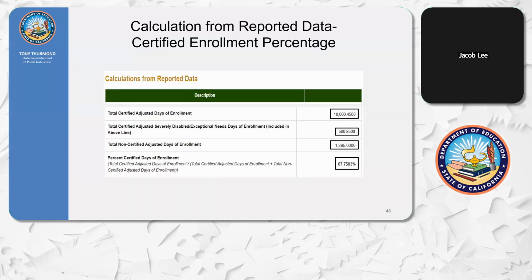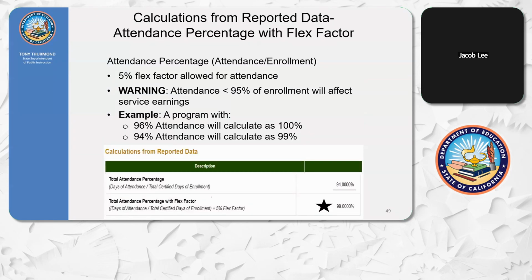Now we put all that together to determine the percentage of certified enrollment. The system does this by dividing the total certified adjusted days of enrollment by the total adjusted days of enrollment, both certified and non-certified. For the example we're using, the total certified and non-certified enrollment is 11,395.45. So the 10,000.45 divided by 11,395.45 will give us a percent certified days of enrollment of 87.7583%. And that's going to be that bottom line there.